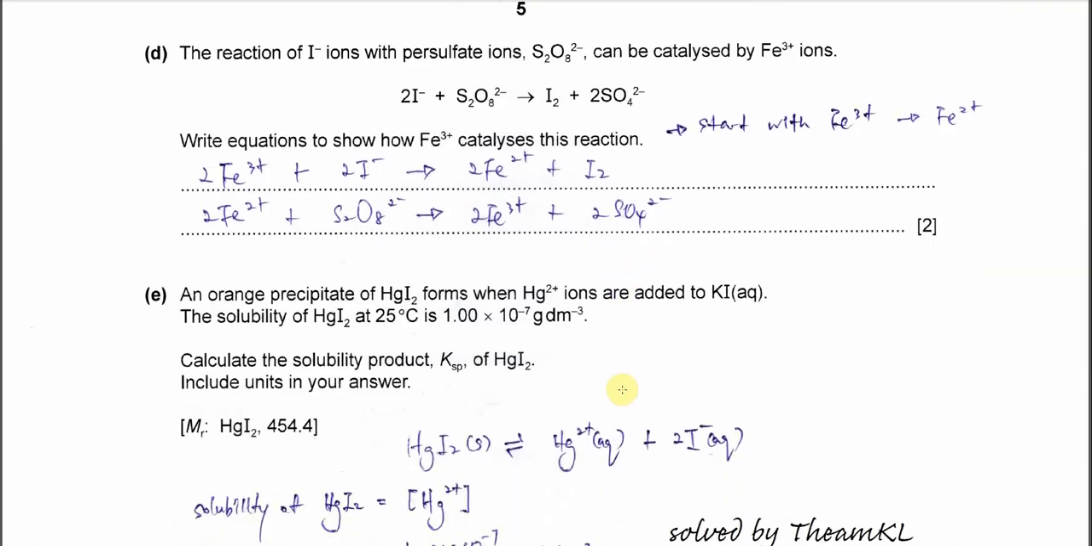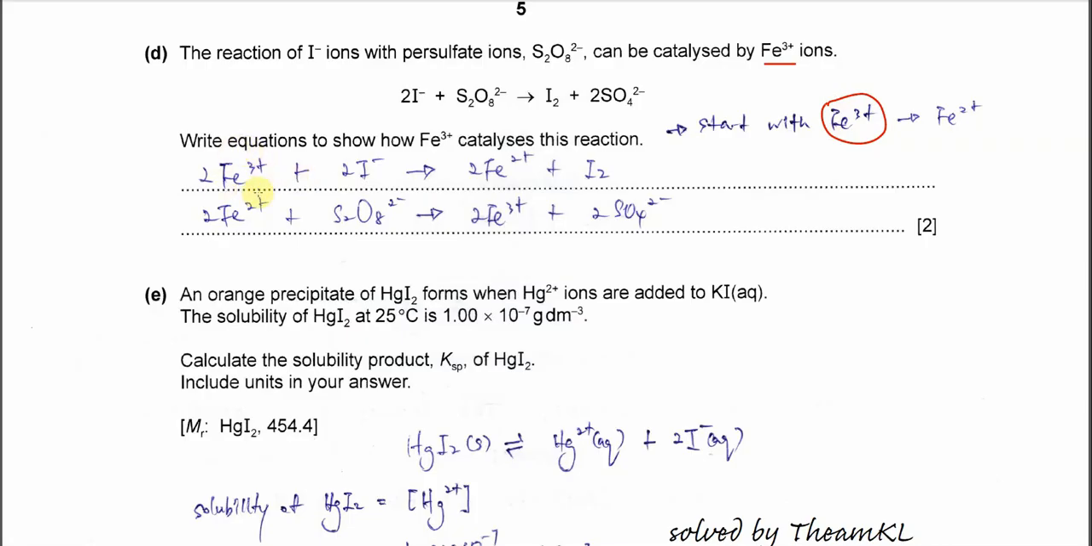Part D. The reaction of the iodide ions with persulfate can be catalyzed by iron 3. So the overall equation is given. Write equations to show how this Fe3+ catalyzes the reaction. This one you must start with iron 3, because already told you that iron 3 is a catalyst, which means the second equation you must show the iron 3 regenerates. That's the purpose.